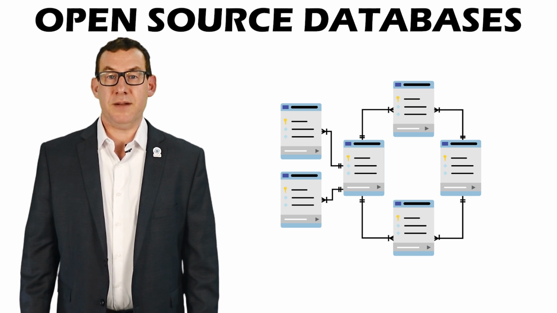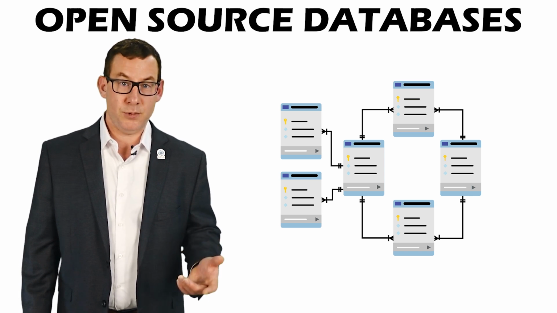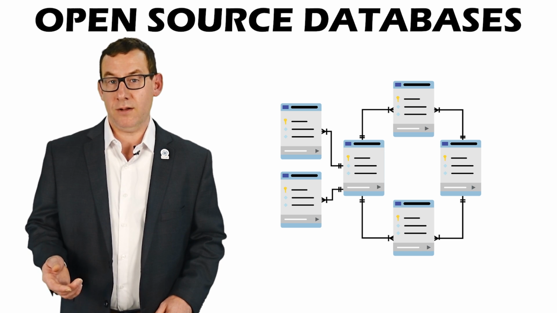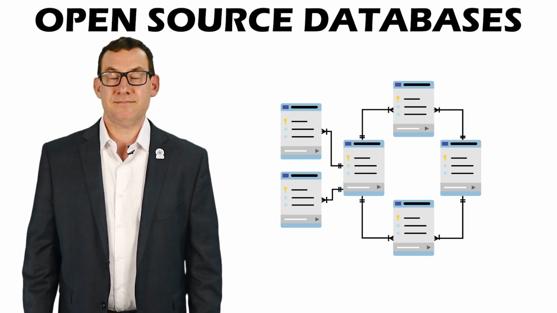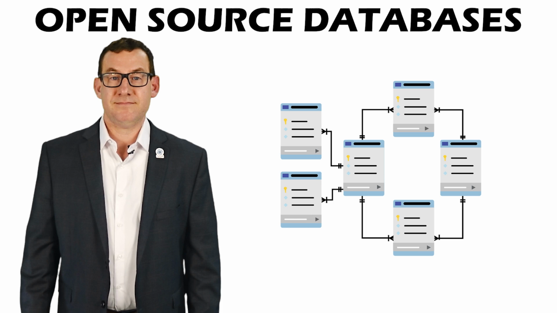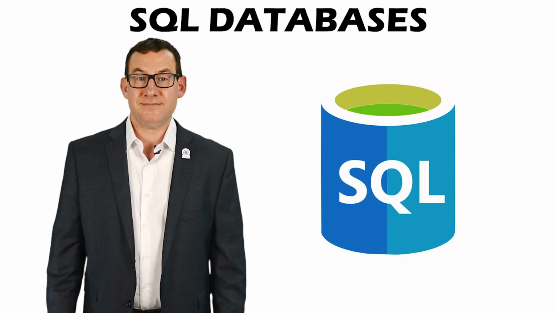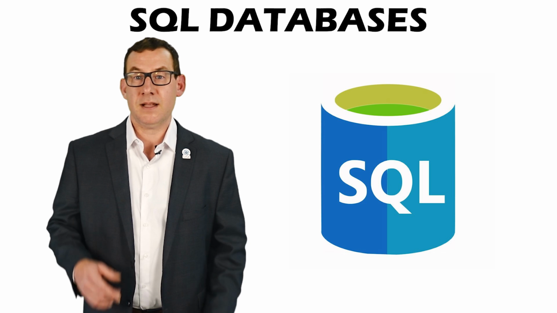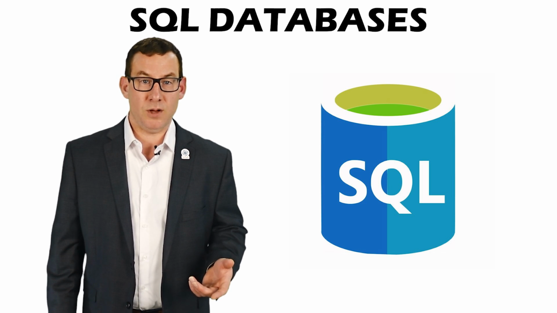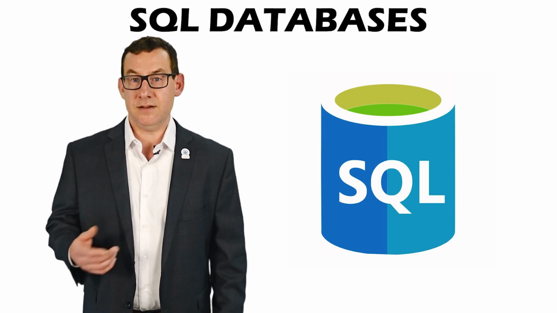Open source relational databases. Open source relational databases include PostgreSQL, MySQL, MongoDB, and SQLite. SQL databases. SQL databases include PostgreSQL, MySQL, SQL Server, SQLite, Oracle, and Informix.